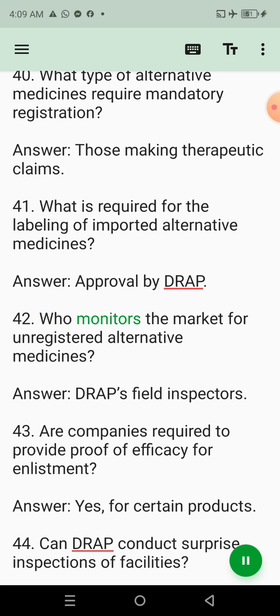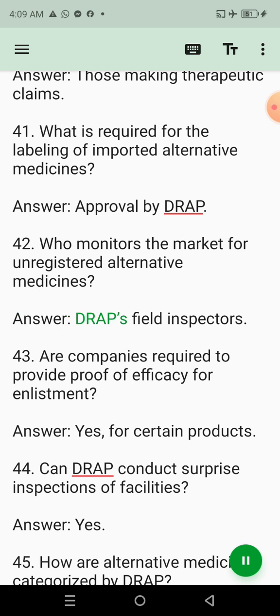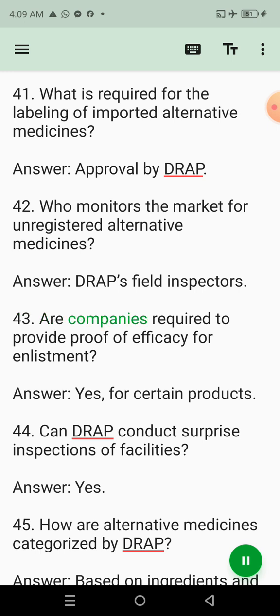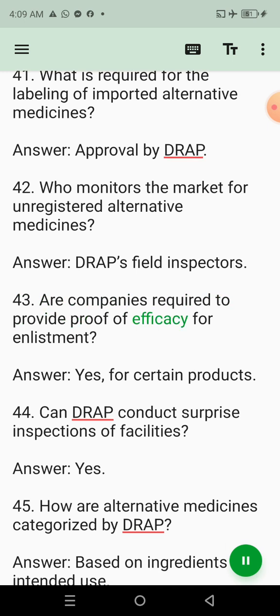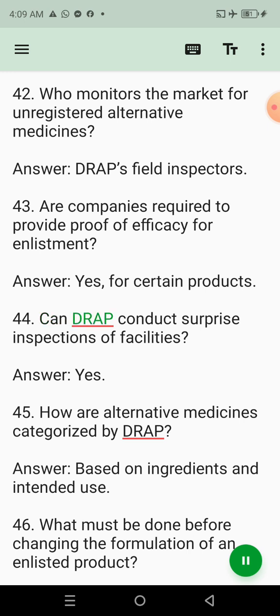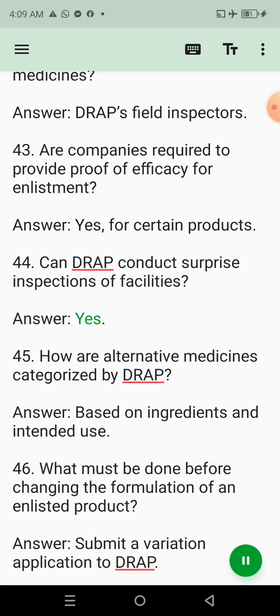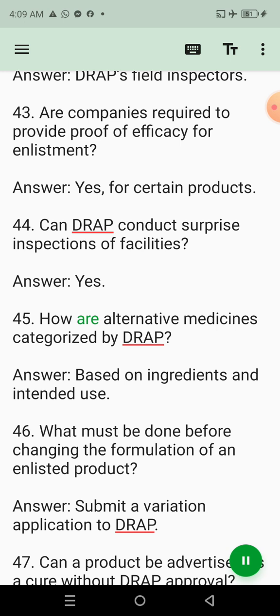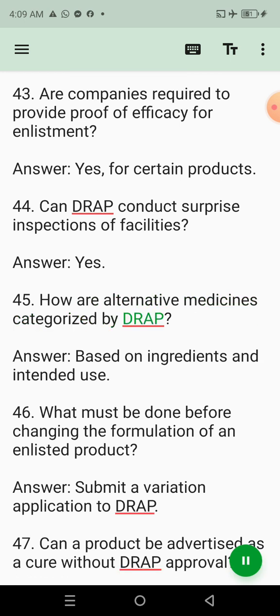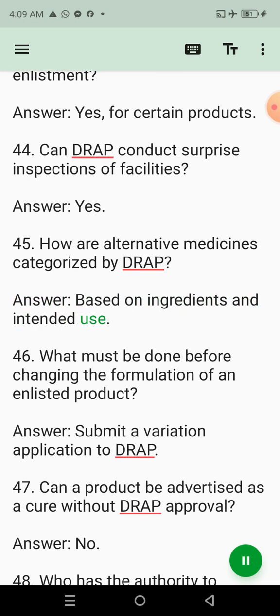42. Who monitors the market for unregistered alternative medicines? Answer: DRAP's field inspectors. 43. Are companies required to provide proof of efficacy for enlistment? Answer: Yes, for certain products. 44. Can DRAP conduct surprise inspections of facilities? Answer: Yes. 45. How are alternative medicines categorized by DRAP? Answer: Based on ingredients and intended use.